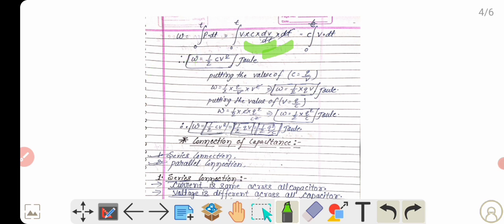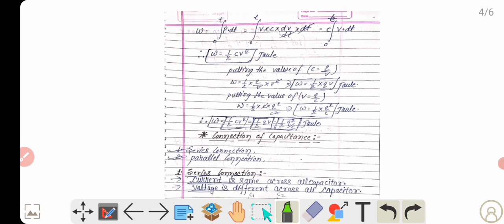Now my dear friends, if we put the value of C is equal to Q by V here, then the equation becomes half QV, and if we put the value of V is equal to Q by C here, then the whole equation for the energy becomes half Q squared by C joule. Now my dear friends, all these three formulas are the same, and we can calculate the amount of energy stored in a capacitor by using any of these three formulas according to the data given in the question.